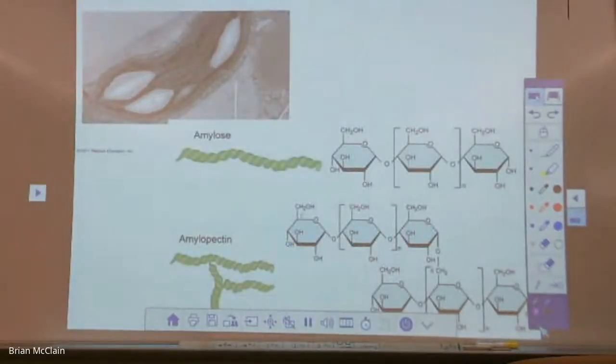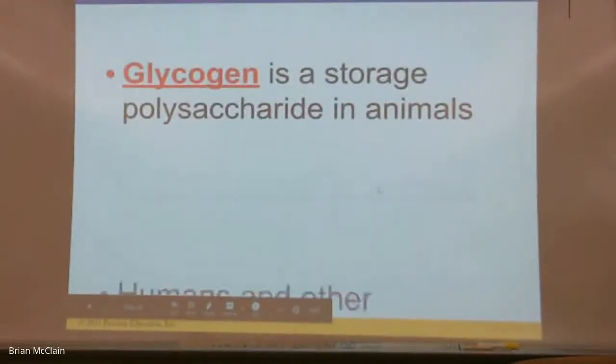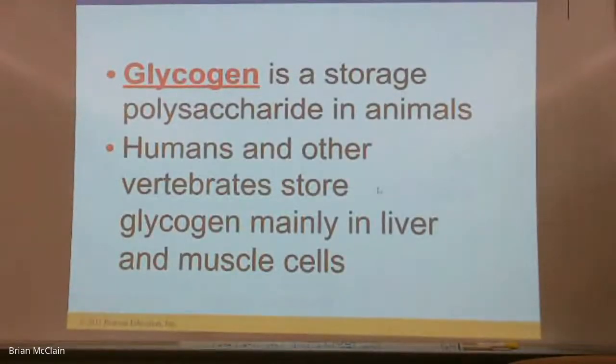All right? So amylose, pretty much a straight chain over and over again. Amylopectin, giving you the branches. Glycogen, polysaccharide that animals will use.